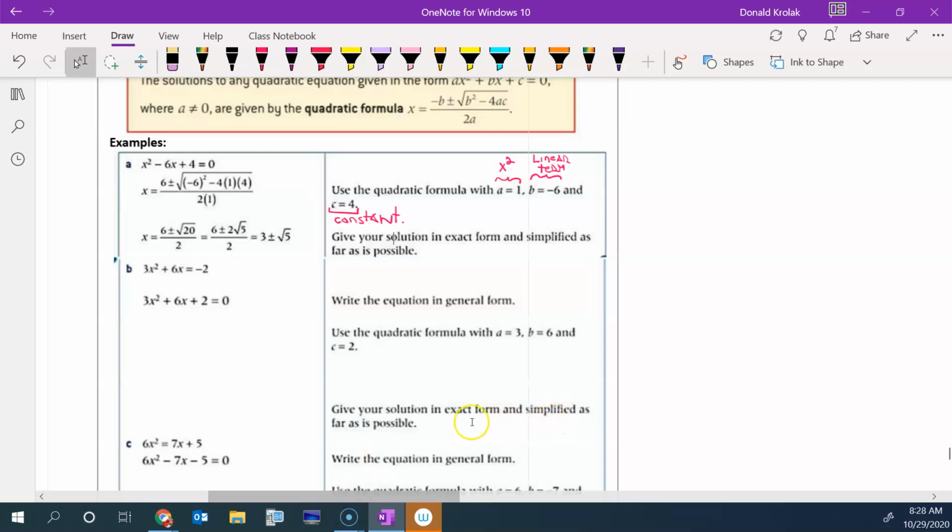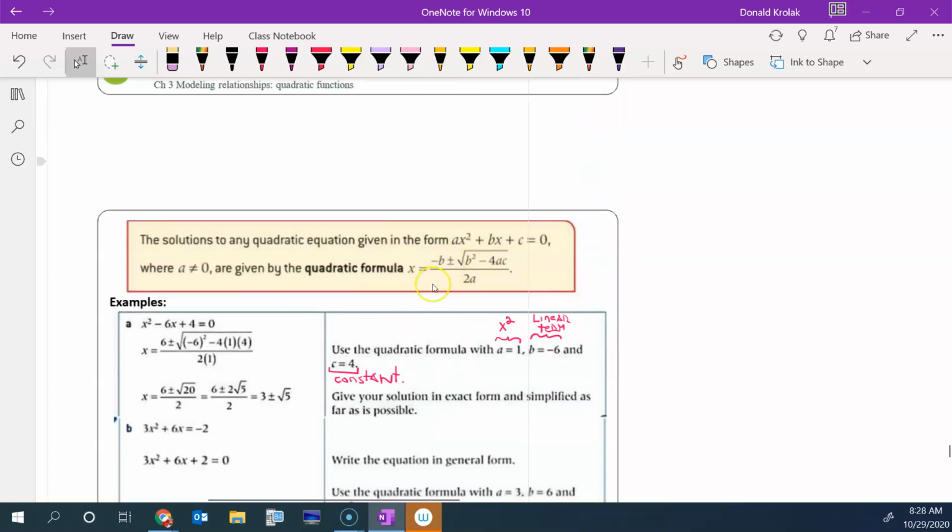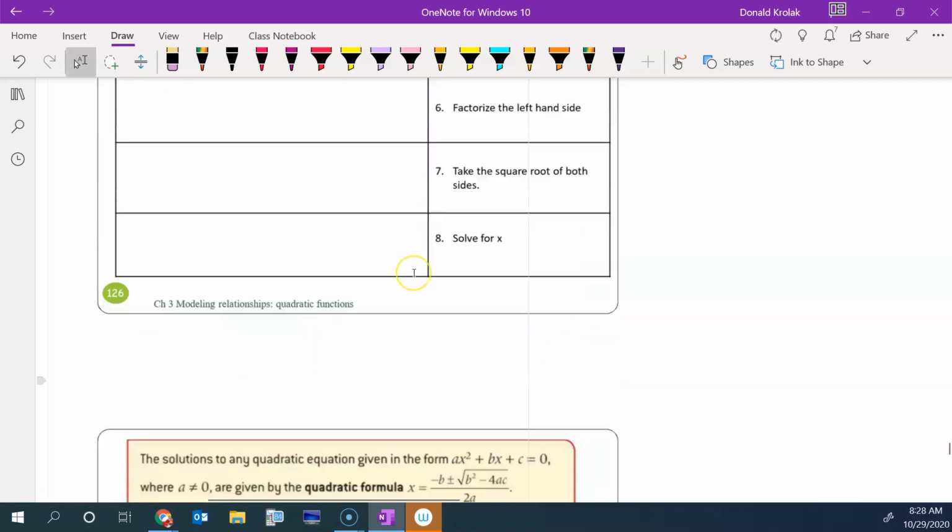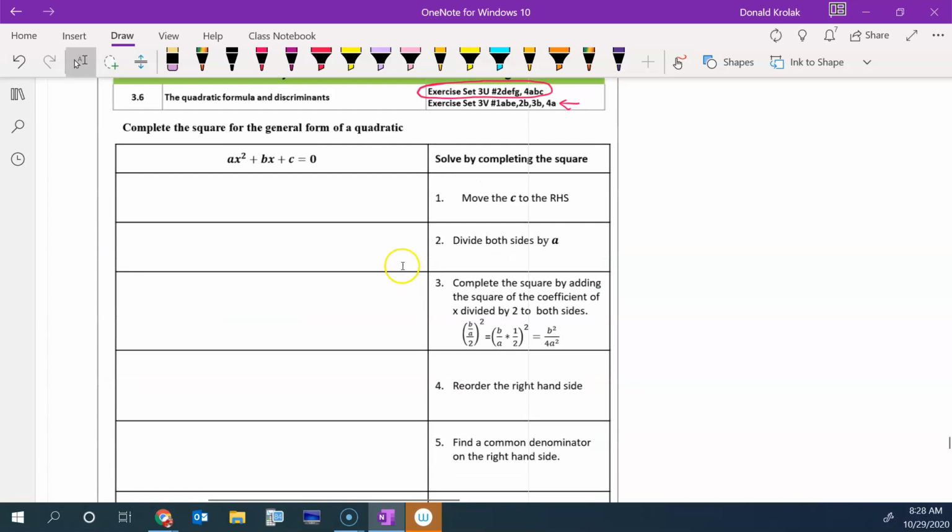All right, so this formula, the question is, where did it come from? Outer space? Aliens that visited us years ago? Pythagorean theorem? All right. Okay.